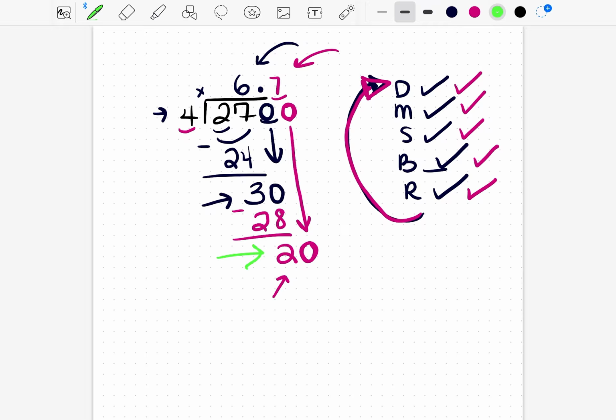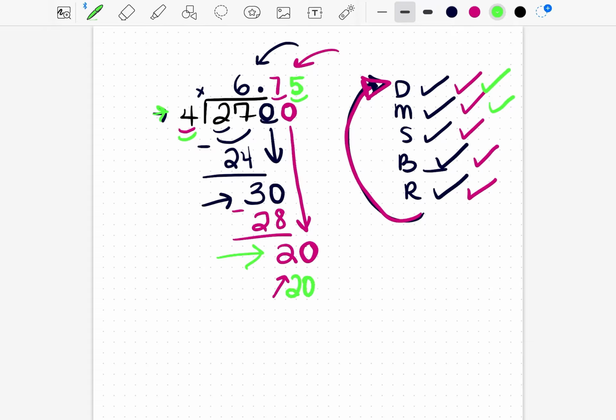Now this is the new number that we're dividing by. We're going to see how many times 4 can go into 20. Okay, 4 can go into 20 5 times. The answer from dividing always goes on the top. So we divide, then we multiply. What do we multiply? The number on the top times the number on the side. 5 times 4 is 20.